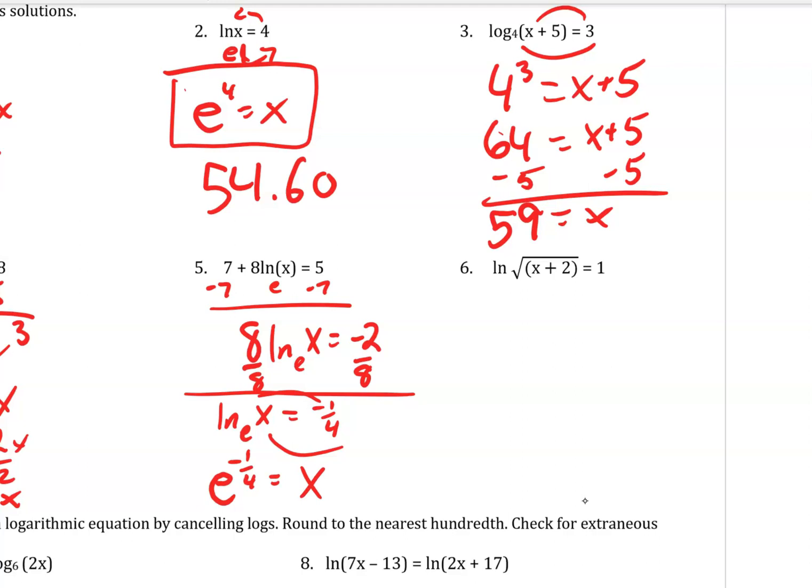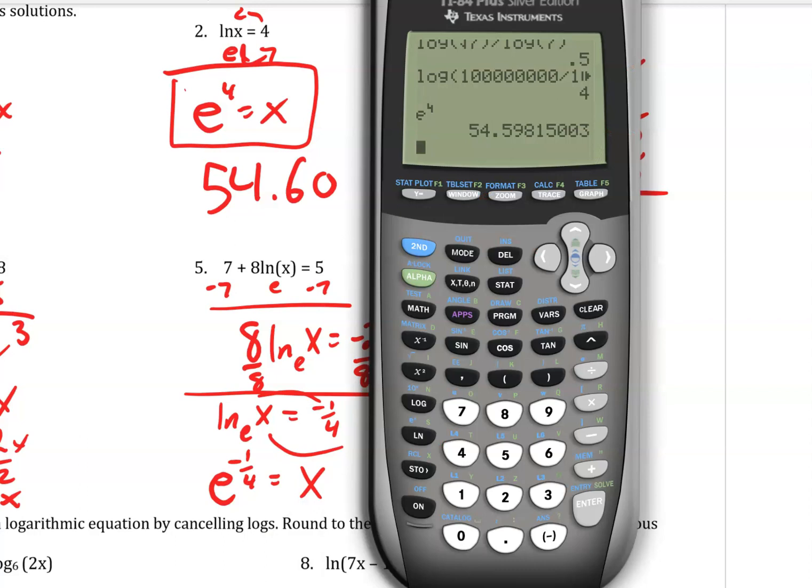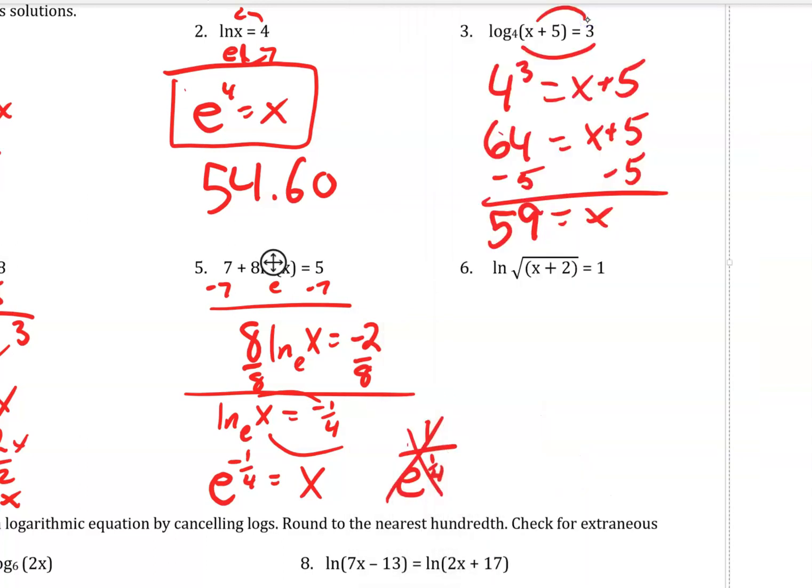So e to the negative 1/4. What does that really mean? Well, you can think of it as 1 over e to the positive 1/4, but your calculator doesn't really care if you don't need to do that. So we're just going to go ahead and take e and raise it to the negative. Make sure you use your negative symbol, not your minus sign. Negative 1 divided by 4. We get 0.778. So we're going to go out to that 8 and round up, 0.78.